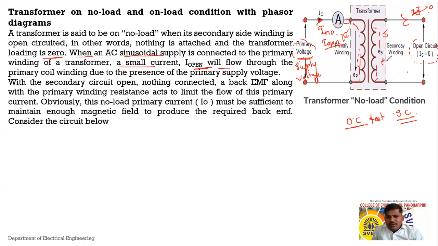Okay. हा जो काही इंड्यूस होणारा EMF आहे, there is no terminal connected, or no link connected in between these two terminals, that is open circuited terminals. So this EMF will act as a back EMF and it will oppose the current taken from the supply. Supply कडून घेतलेला current ला काय करेल? Oppose करेल. Obviously this no load primary current I0 must be sufficient to maintain enough magnetic field to produce the required back EMF in that circuit.